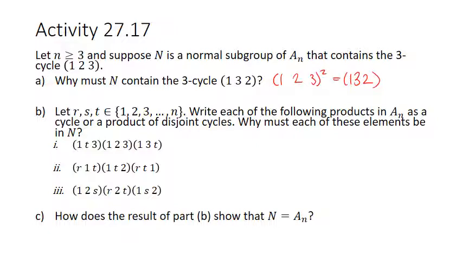So that's that. All right, part B, let R, S, and T be elements of 1, 2, 3, dot, dot, dot, up through n. Write each of the following products in AN as a cycle or a product of disjoint cycles. Why must each of these elements be in N? All right, so let's look at this. So I'm just going to try my usual technique here for figuring out where all the elements go. So I'll just start with 1. So first 1 goes to 3, and then 3 goes to 1. Okay, so it didn't go anywhere.